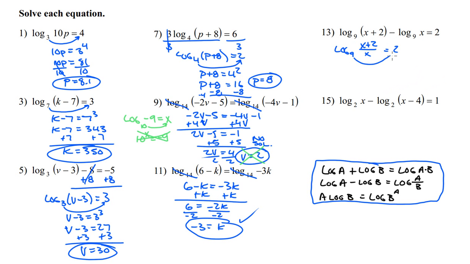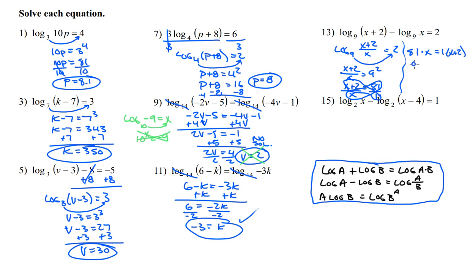So now we can turn it into exponential form where we get x plus 2 over x equals 9 squared. 9 squared we know is 81. So we got x plus 2 over x equals 81. Now whenever we get a fraction equals some number, I usually like to turn it into a fraction equals another fraction, and then I can do cross products, right? So that means 81 times x is going to equal, oops, I kind of messed up that circle there. It's going to equal 1 times x plus 2.